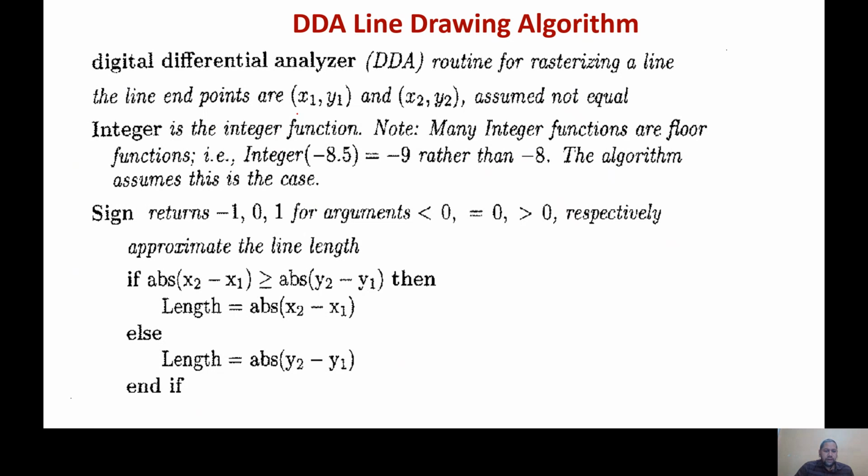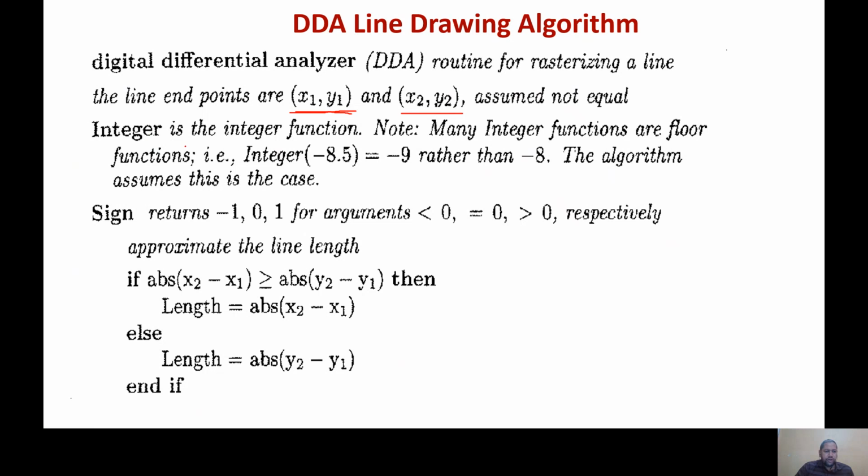As we already studied, we are considering here x1 and y1. The points x1 and y1 are considered as the starting point of the line, and x2 and y2 are considered as the end point of the line. X1, Y1 is the starting point of the line, X2, Y2 is the end point of the line.